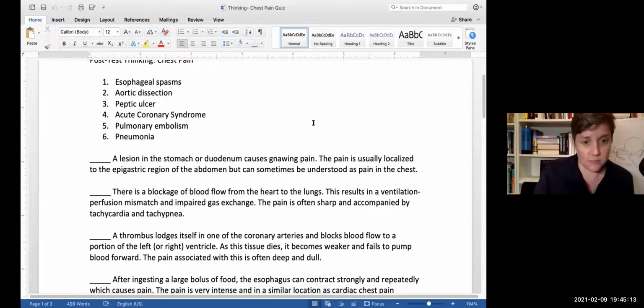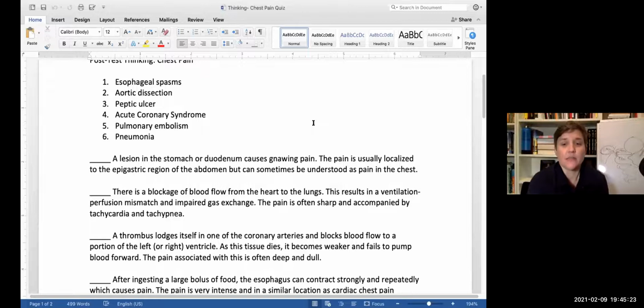All right, the next one is there's a blockage of blood flow from the heart to the lungs. This results in a ventilation perfusion mismatch and impaired gas exchange. The pain is often sharp and accompanied by tachycardia and tachypnea. Cool, y'all killed that one. PE it is. Bam.